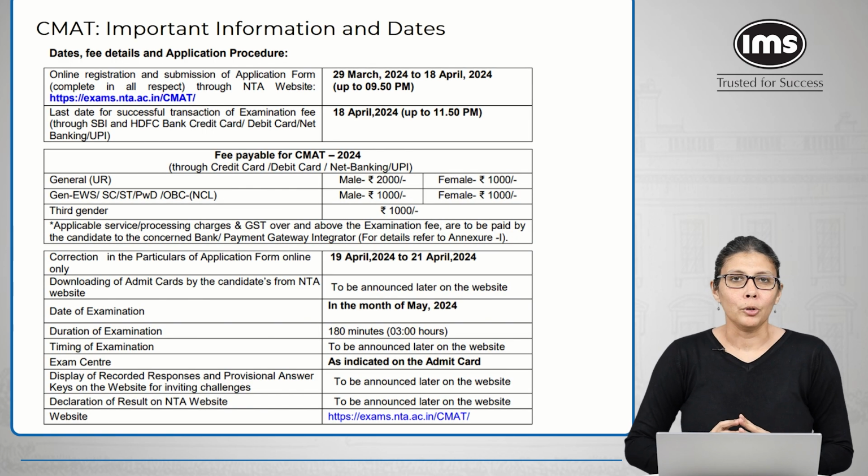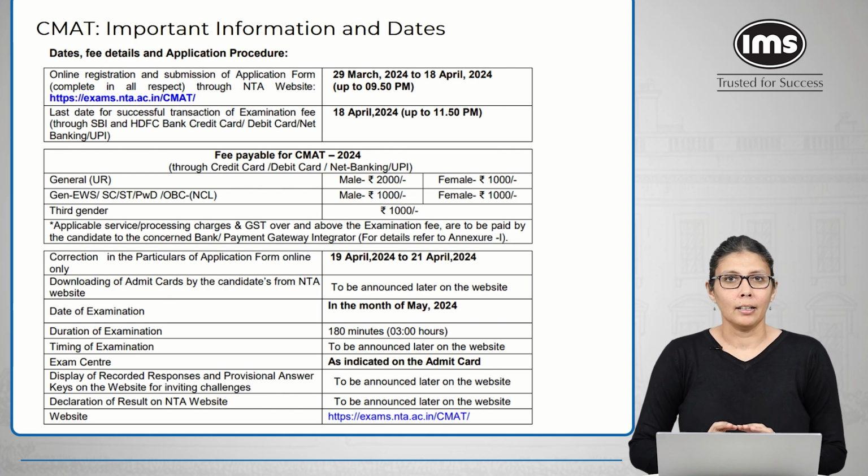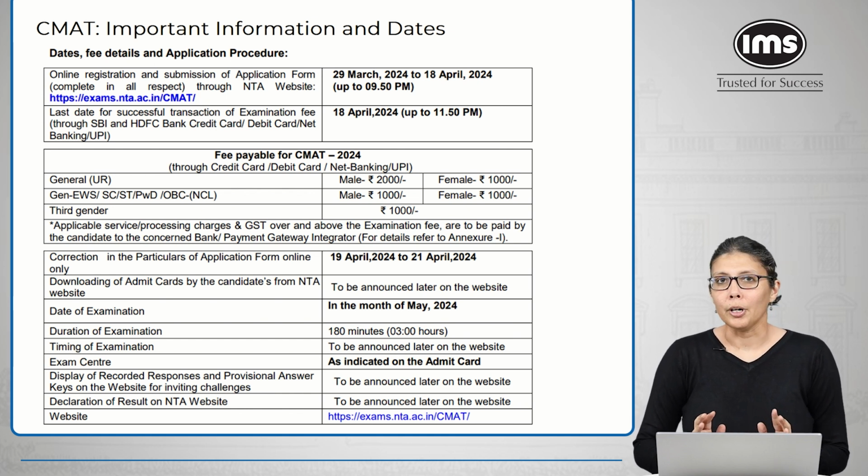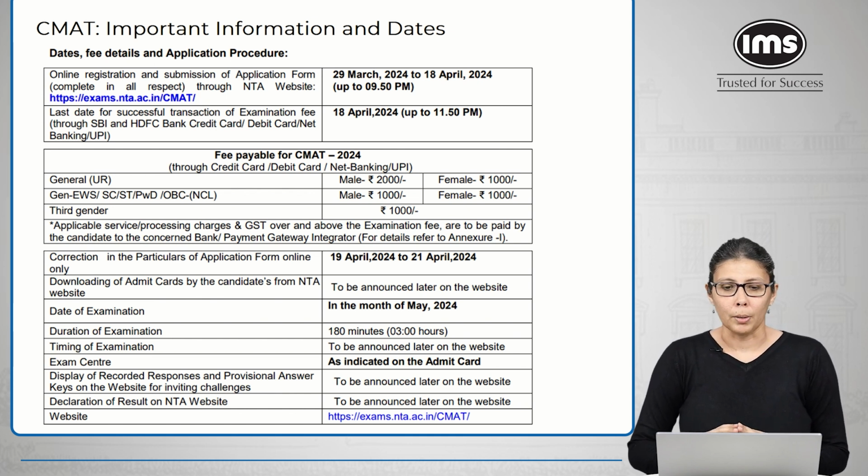Now on the screen, you can see the important dates that you need to take into account if you're appearing for CMAT 2024. This is something that you will also find in the CMAT information bulletin. So as you can see, there is a specific website that you have to go to. It is highlighted in blue. We will show you the website one more time.